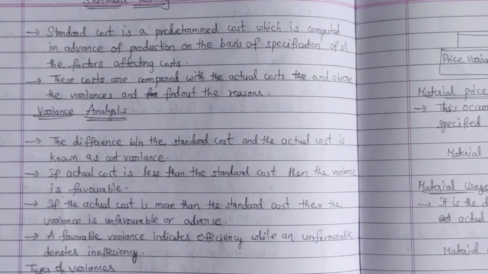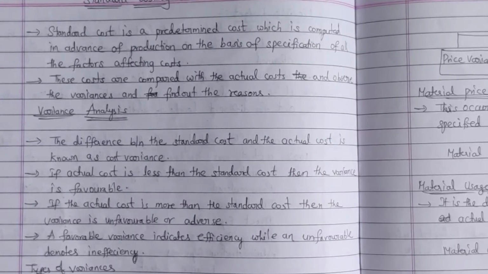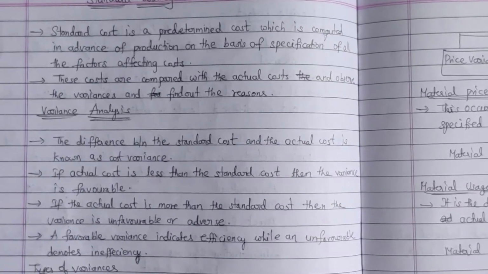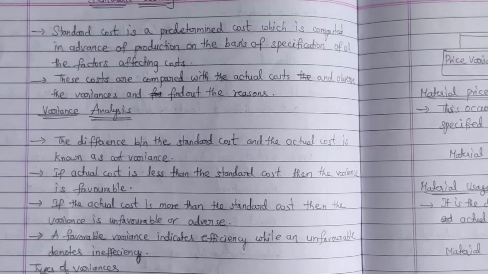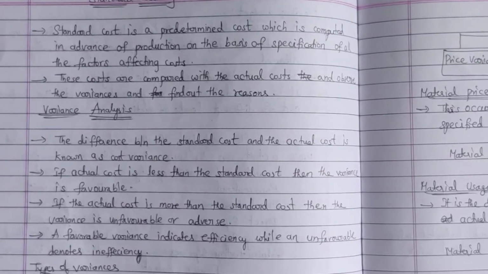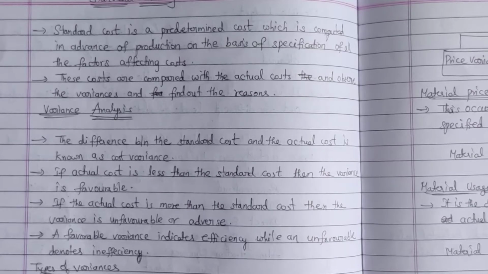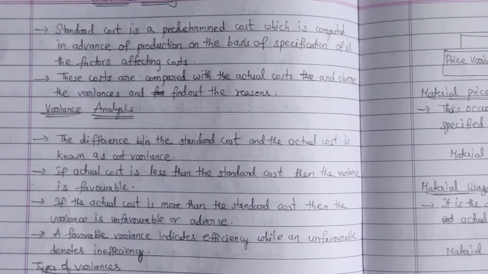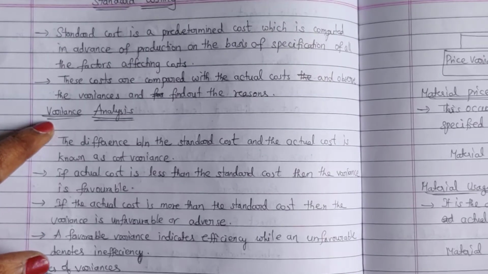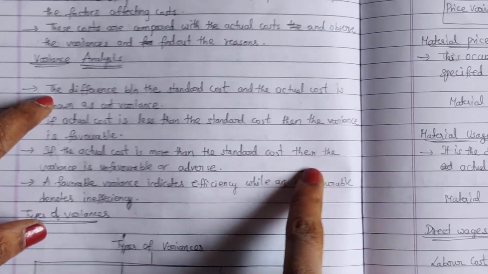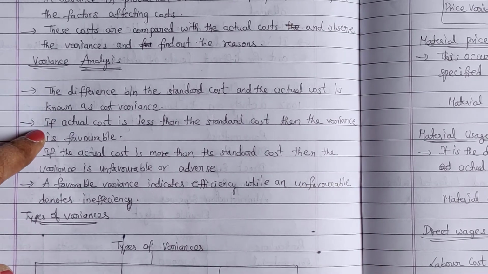So first we have to find out the standard cost, then we have to compare it with the actual cost. Actual cost means what exactly we spend to produce the product. That is the actual cost. So we have to compare it with the standard cost and find out the variance. So, variance analysis. This is the difference between the standard cost and the actual cost, known as the cost variance.